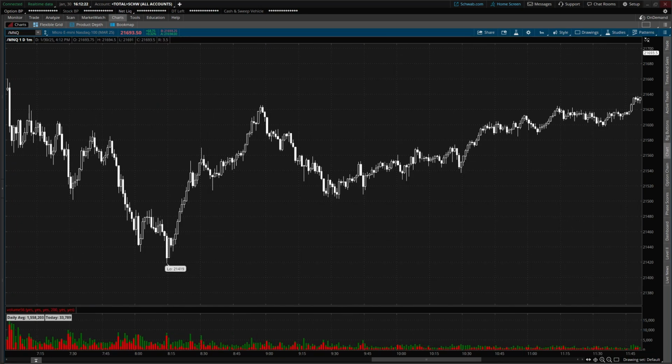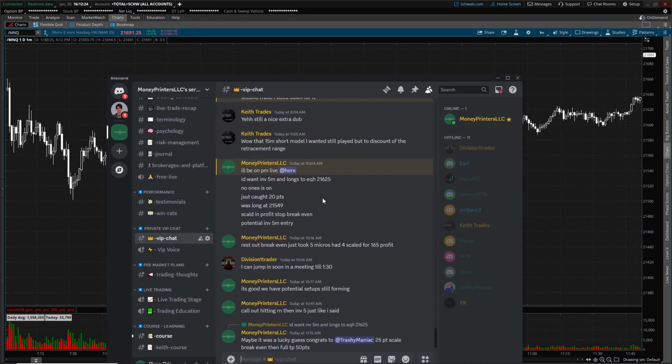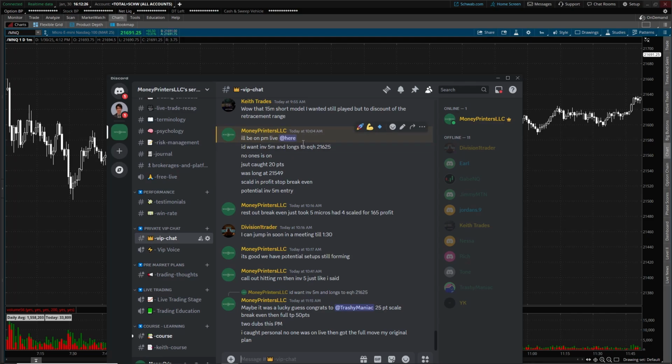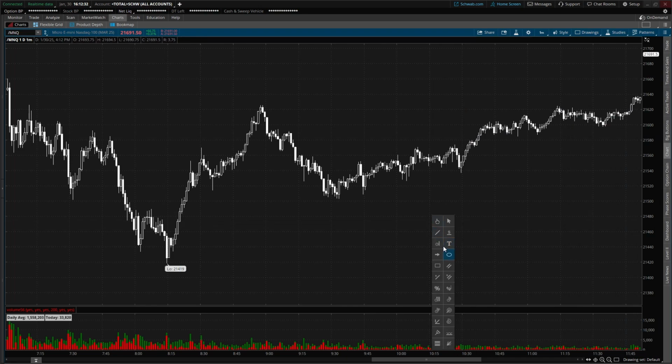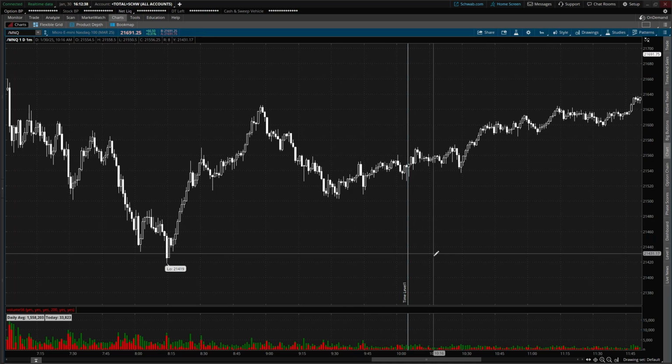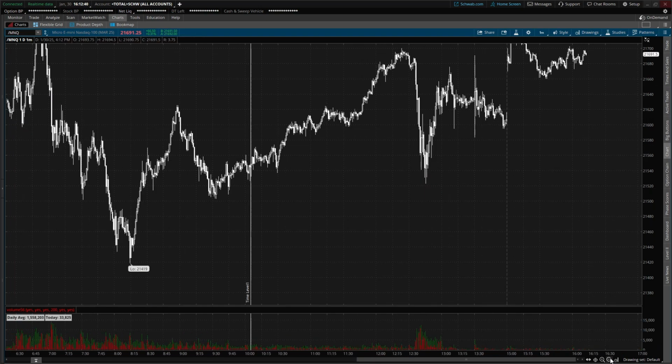So coming into my chat, right, I said I'd want inverse 5-minute longs to equal high 21.625. This was called at 10:05 a.m. Right, so I called the equal high target at this time point here. This is where I called the equal highs.